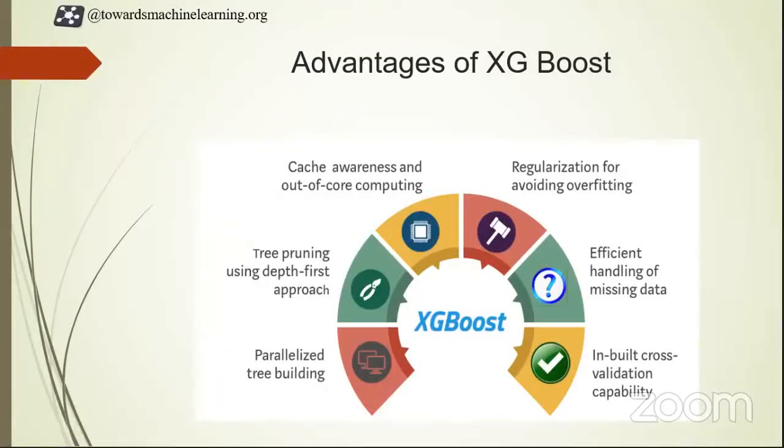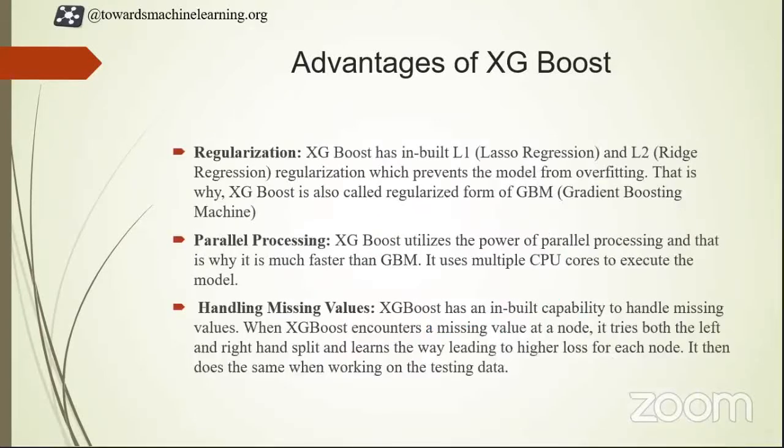Then we have regularization for avoiding overfitting, as I have told you in the previous slide. Only when it's overfitting, you set that gamma value. It's efficient with handling the missing data. Inbuilt cross validation capability. These all are the advantages of the XGBoost. I have described all these advantages one by one here also.